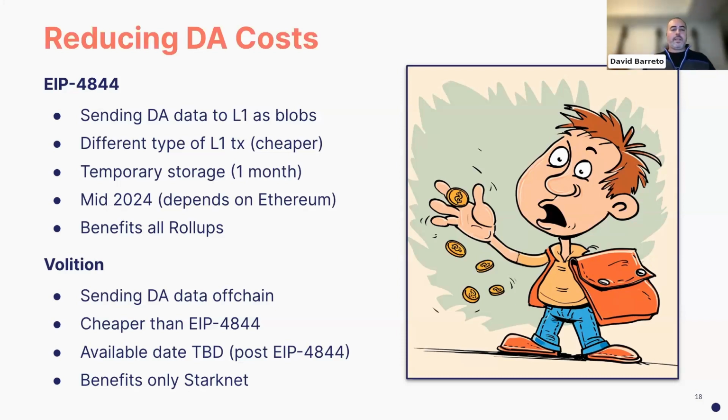The idea is that it will be cheaper than using EIP 4844. We don't know exactly when that's going to be enabled on Starknet. The only thing for certain is that it's going to happen after EIP 4844 is supported. And of course, this only benefits Starknet. But I know that other projects are trying to implement something similar, just with different names.